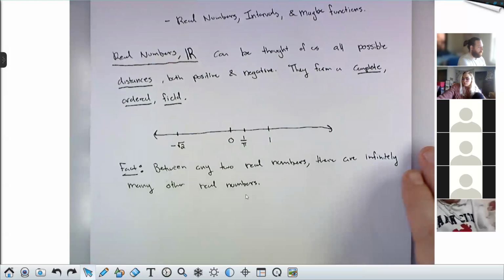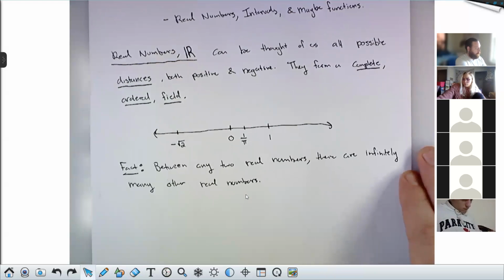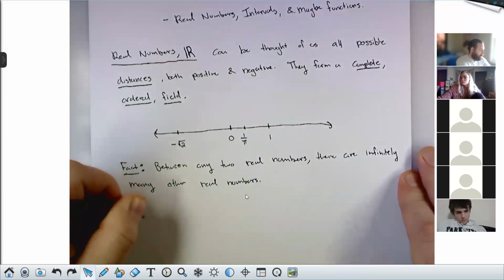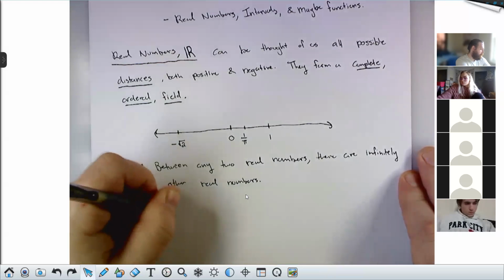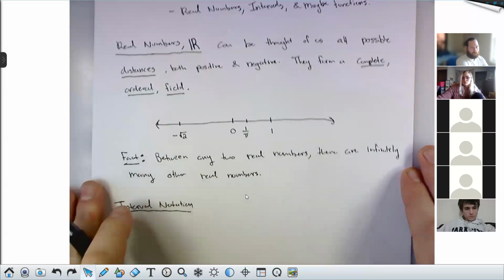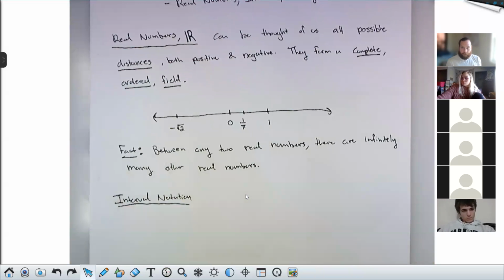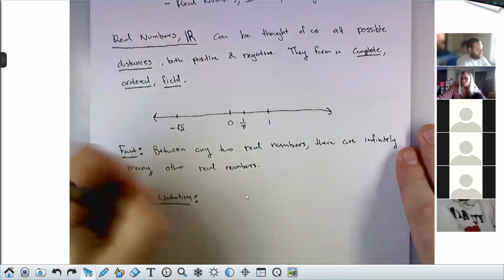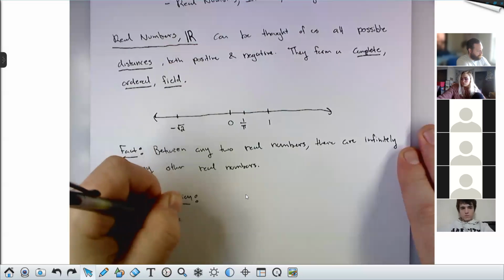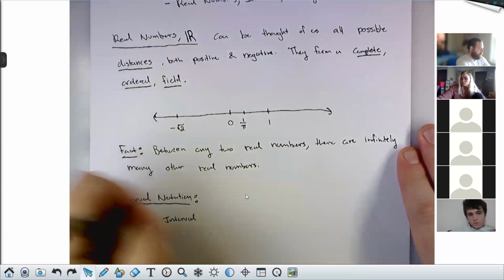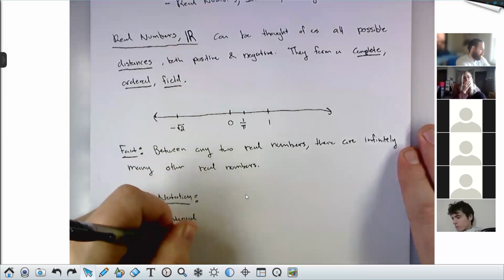Okay. The next thing we need to talk about is interval notation. I'm going to be pretty brief about this because it's something you're supposed to be familiar with, but I want to make sure we're all on the same page. There are two types of intervals, or two kinds of topologies that we can talk about: open intervals and closed intervals.